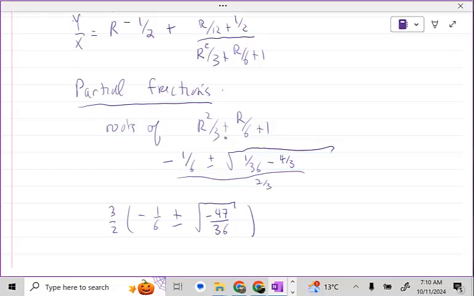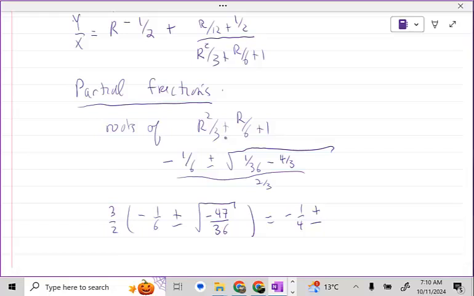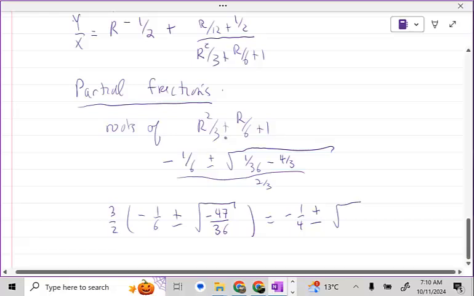Okay, so if I put in the 3/2, the 3 cancels, so that's going to be equal to minus 1/4 plus or minus. And then I can certainly take out the i. So the 3, when I put the 3/2 inside, is going to become 9/4. So the 9/4 multiplying by the 36, well, the 9 cancels the 9 and the 36. So it looks to me like I'm going to get the square root of 47 over 16 i. Okay. So those are my roots.